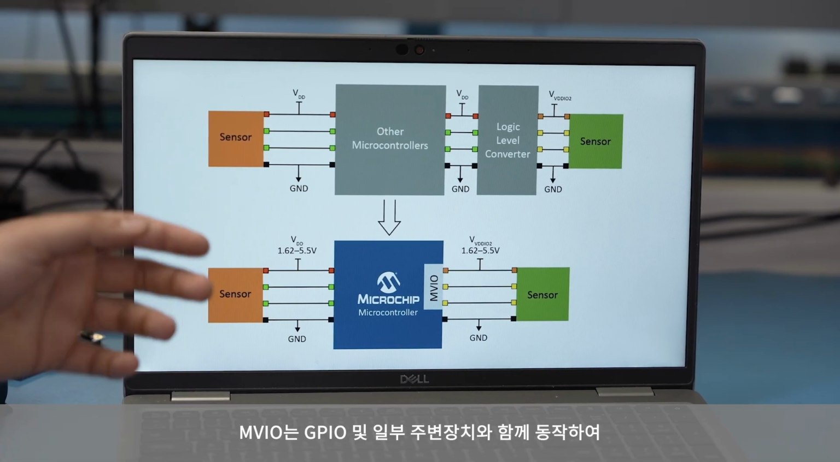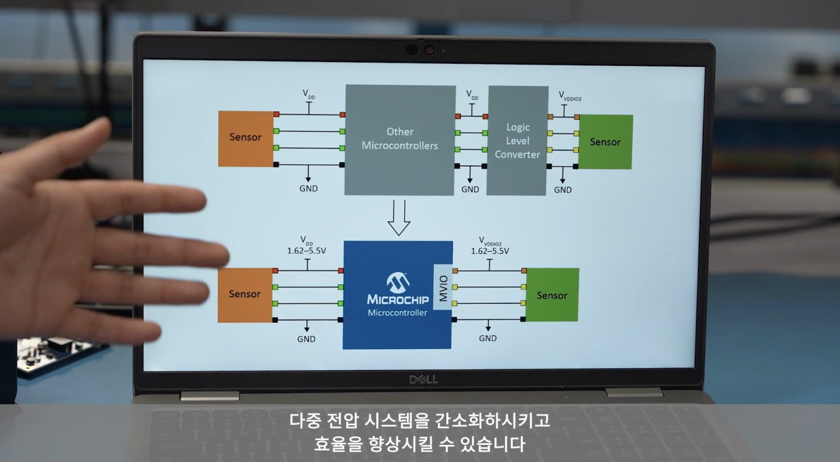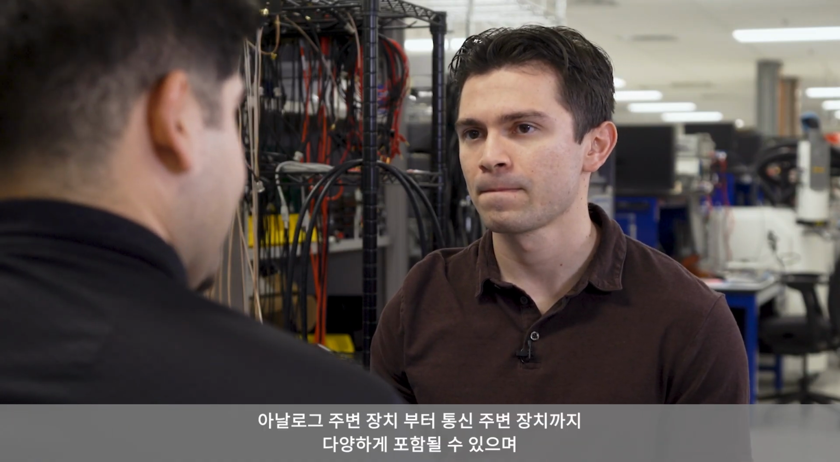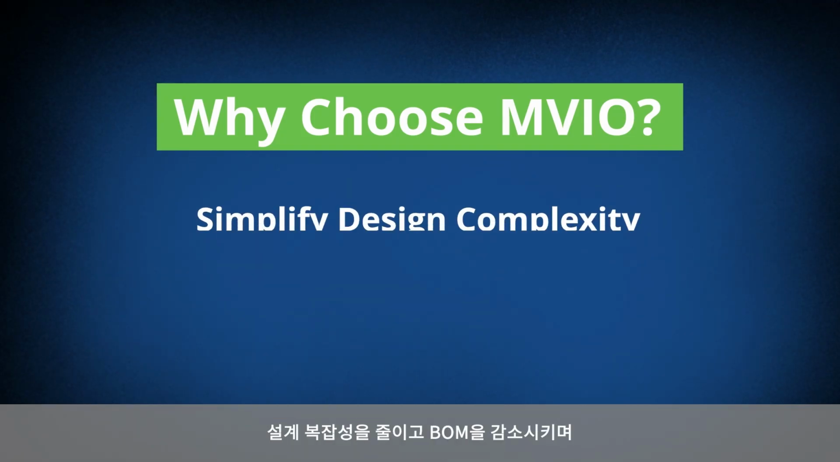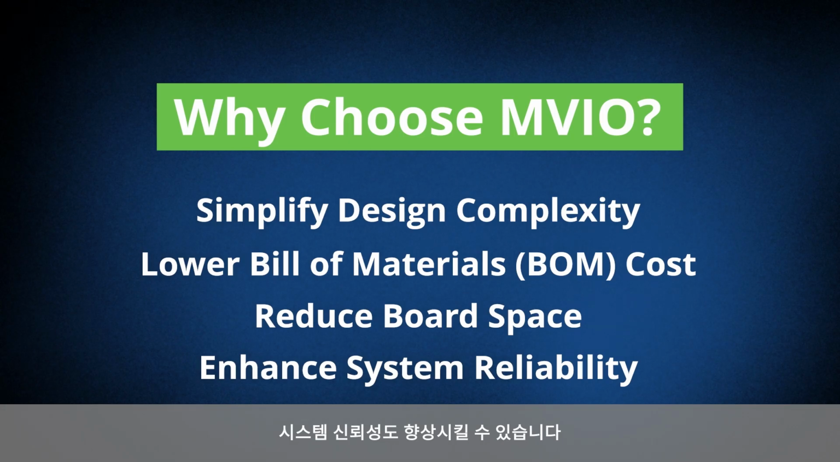MVIO works with both GPIO and select peripherals, providing the flexibility needed for diverse design requirements while simplifying and streamlining multi-voltage systems. And when you buy these microcontrollers that have MVIO on them, you're not just getting the microcontroller and MVIO, you're also getting a full set of other peripherals as well. This can range from analog peripherals to communication peripherals. And what this means for designers is that it essentially provides a whole product solution for a diverse range of applications. And by eliminating the need for discrete level shifters and using an integrated level shifting solution like MVIO, you're going to decrease your design complexity, decrease BOM, and use less board space, all while still improving system reliability.